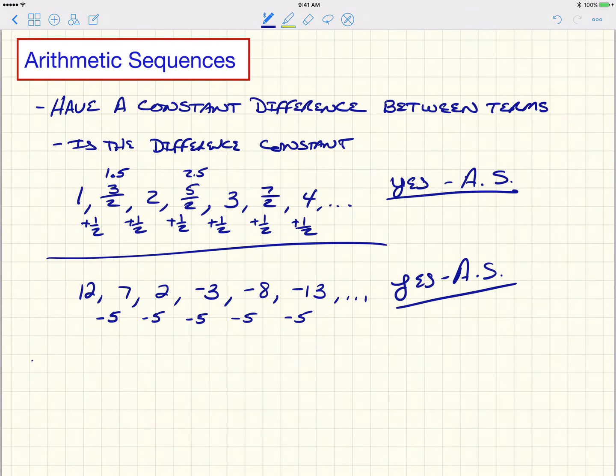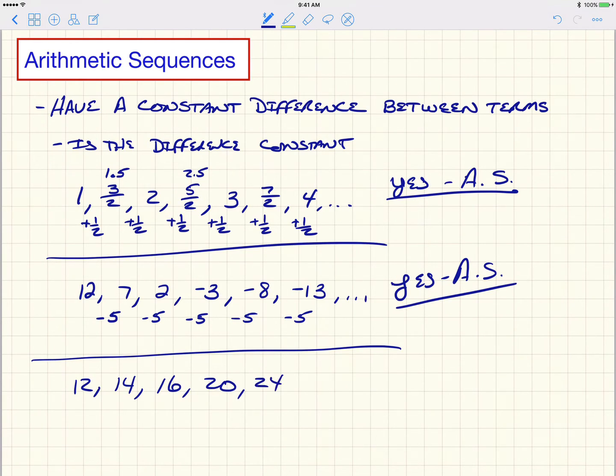Let's take a look at one more and see if we can determine whether or not it is an arithmetic sequence. I'm going to start at the value 12. And then I'm going to go to 14, then 16, then 20, then 24, then 28, then 34, then 40 and 46, etc.